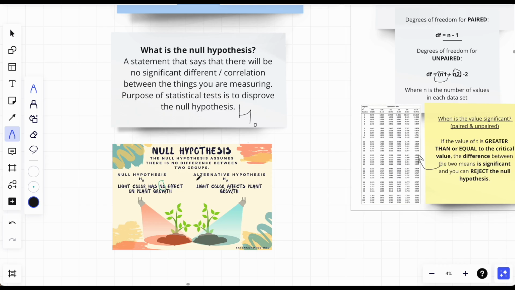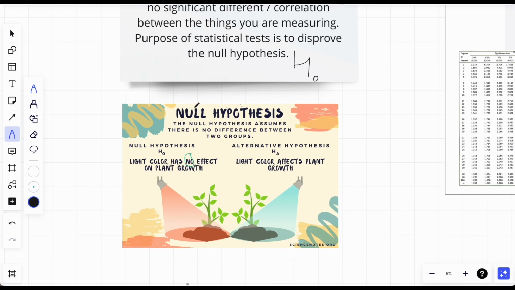But how does a null hypothesis sound? You know, what's the statement like? Well, it's a very negative statement.